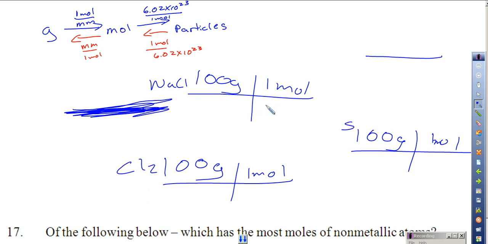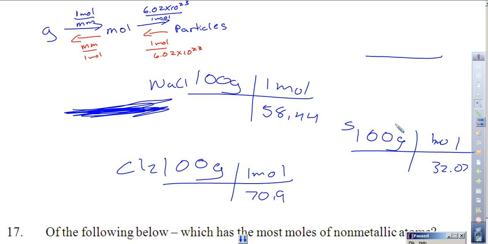So that's 58.44. This one right here is going to be 70.9, if I remember correctly, and this one right here is 32.07. Before you even put anything into a calculator, look at what you are dividing by. So it's 100 divided by 58, 100 divided by 70, 100 divided by 32.